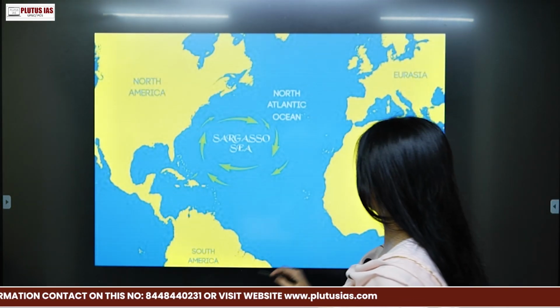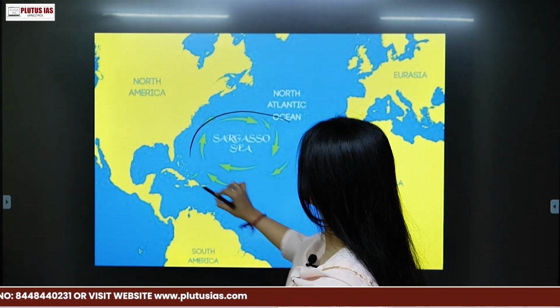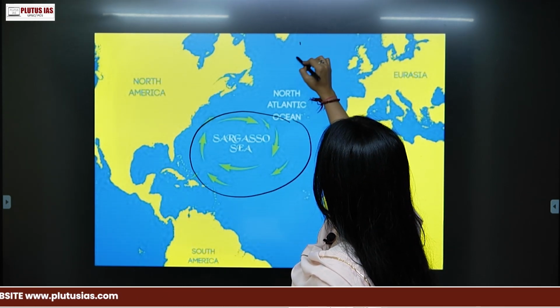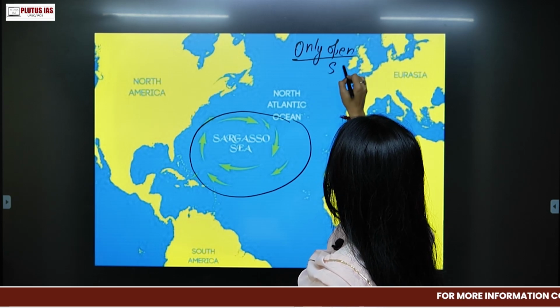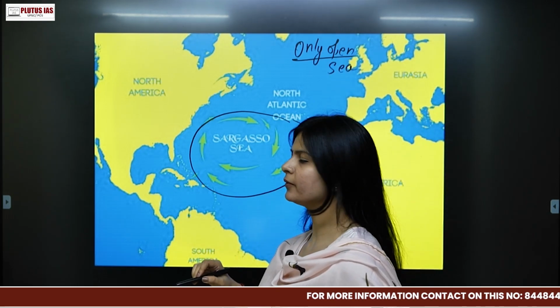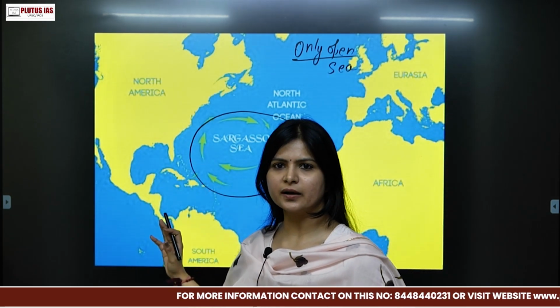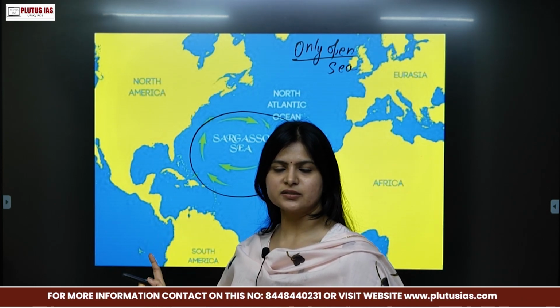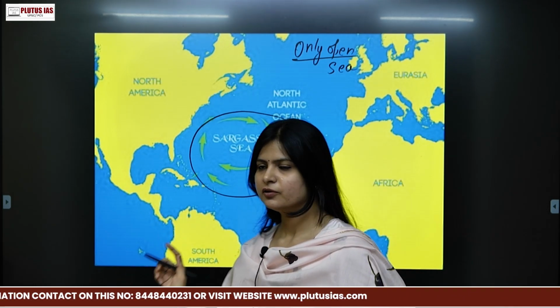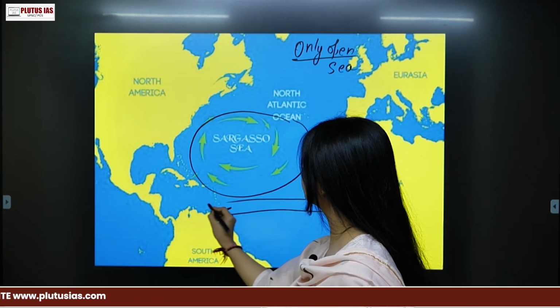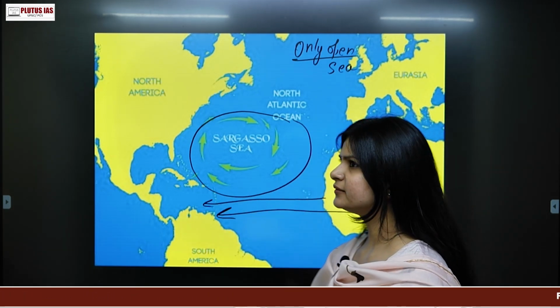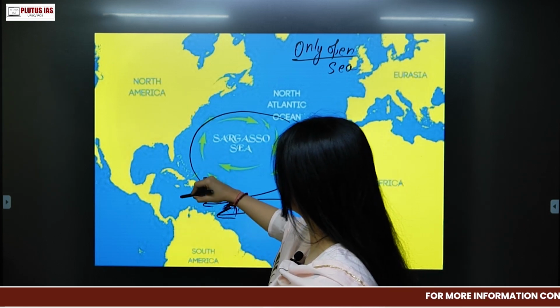So Sargasso Sea is an open sea, and it is the only open sea in the world. Now it is surrounded by different currents. So if I talk about the currents, it is enclosed with that. First is North Equatorial Current. This is the current which is surrounding it in the south. In the west side we have the Gulf Stream.